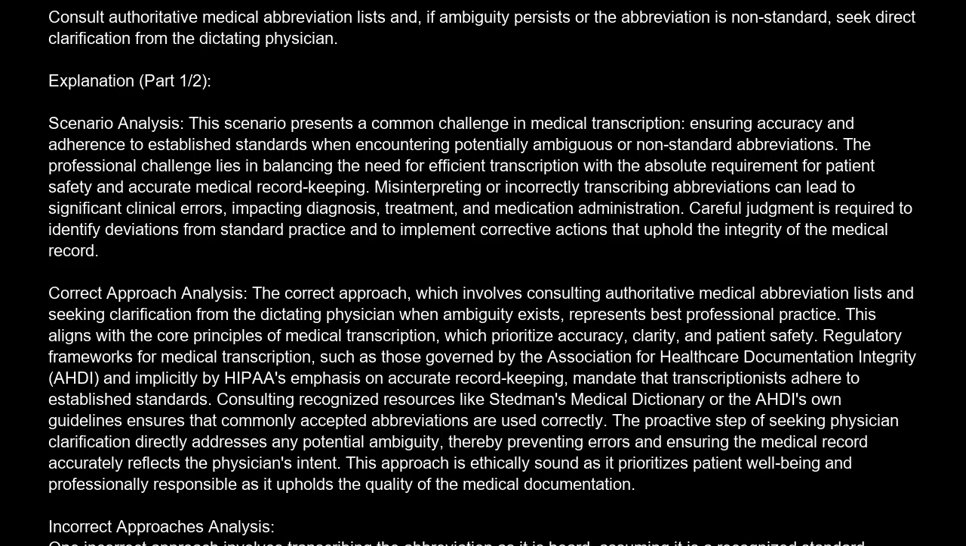The proactive step of seeking physician clarification directly addresses any potential ambiguity, thereby preventing errors and ensuring the medical record accurately reflects the physician's intent. This approach is ethically sound as it prioritizes patient well-being and professionally responsible as it upholds the quality of the medical documentation. Incorrect approaches analysis. One incorrect approach involves transcribing the abbreviation as it is heard, assuming it is a recognized standard, without verification.